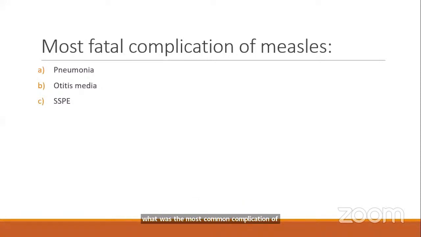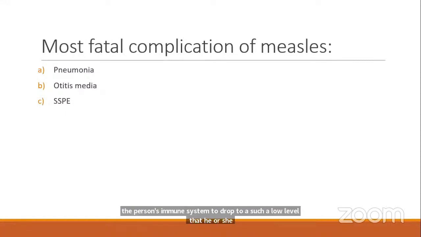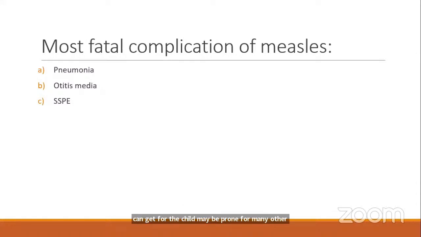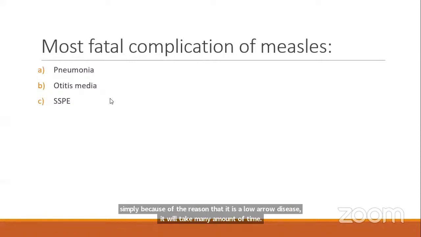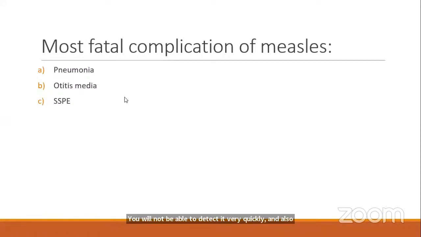Usually many times the measles viral infection per se will cause the person's immune system to drop to such a low level that he or she, or the child, may be prone to many other infections, especially respiratory infection. So the most common complication of measles viral infection is pneumonia. But the fatal complication, even though it is very rare, the most fatal complication is SSPE, simply because it is a slow viral disease. It will take a long amount of time. We will not be able to detect it very quickly, and also it is involving our most crucial organ. Okay, that is the brain.